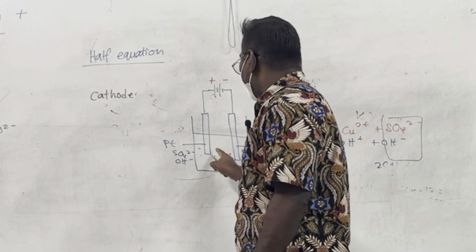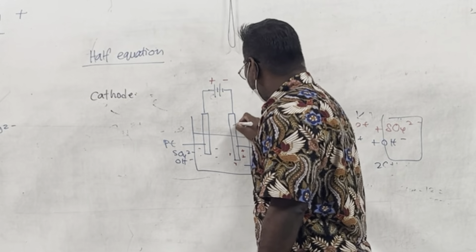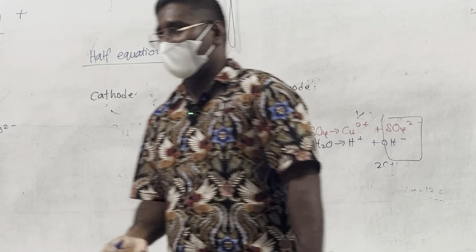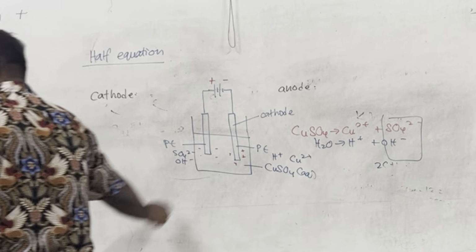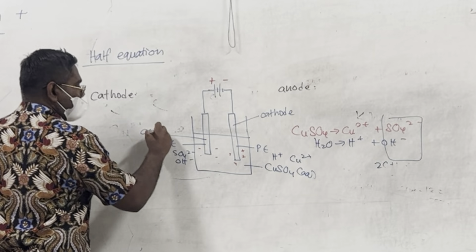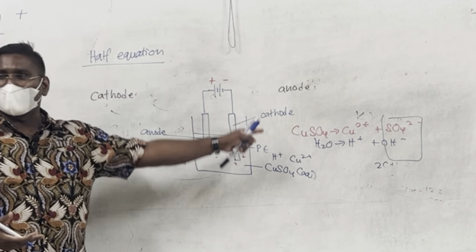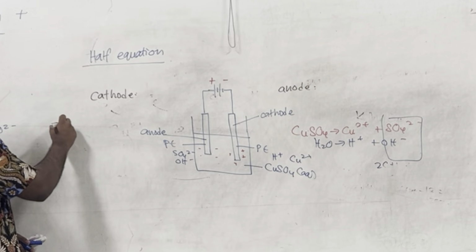Cations will be attracted to this terminal, right? So this is going to be known as cathode because cations are attracted to cathode. And this is anions. Anions are going to be attracted to anode. Students always memorize negative, positive. No, you memorize this way. So this is going to be your anode, this is going to be your cathode. So now, my question is, what is going to happen at your anode?